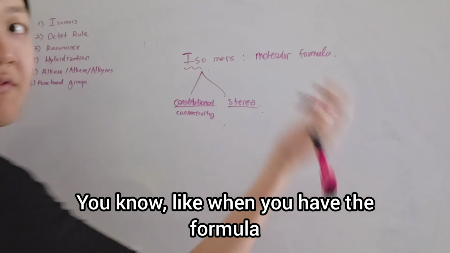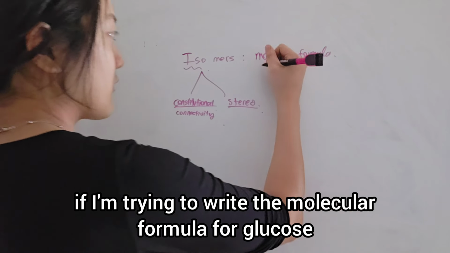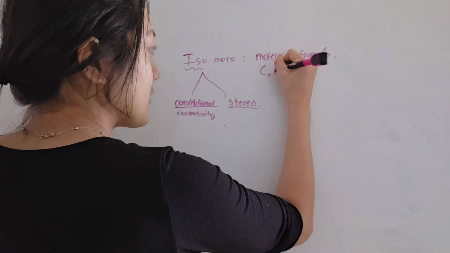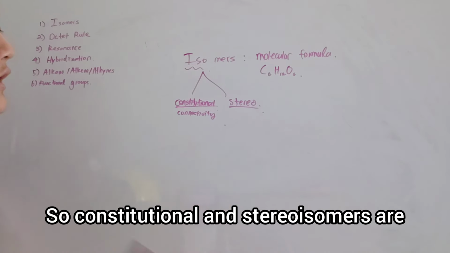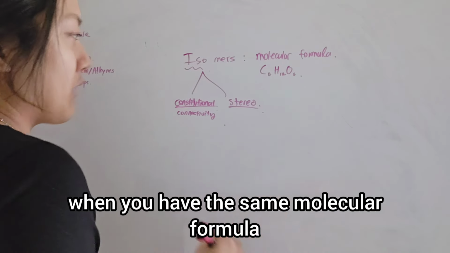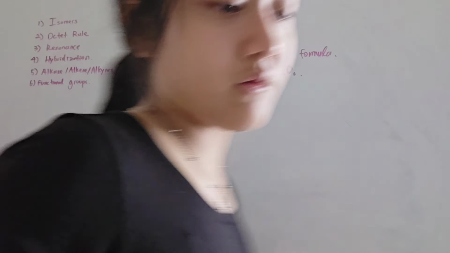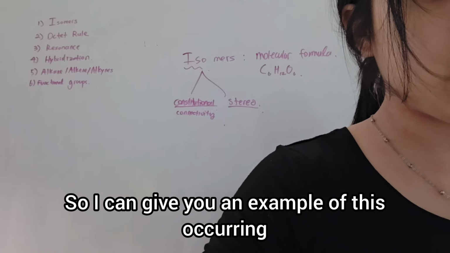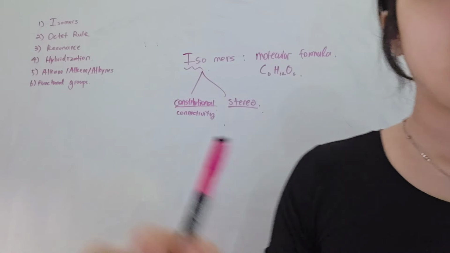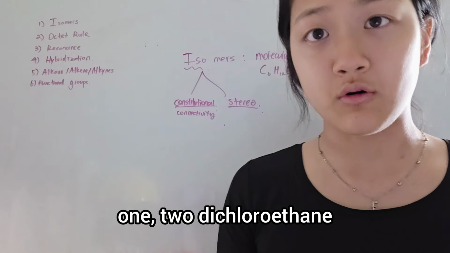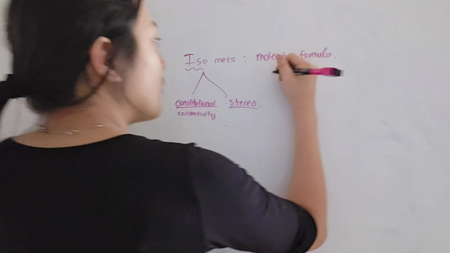You know, like when you have the formula of some certain chemical substances, for example, if I'm trying to write the molecular formula for glucose, it would go like this. So that's the molecular formula. So constitutional and stereoisomers are when you have the same molecular formula, but then you have different connectivities. So I can give you an example of this occurring in, for example, let's take 1,2-dichloroethane, okay? Let's write down an example.